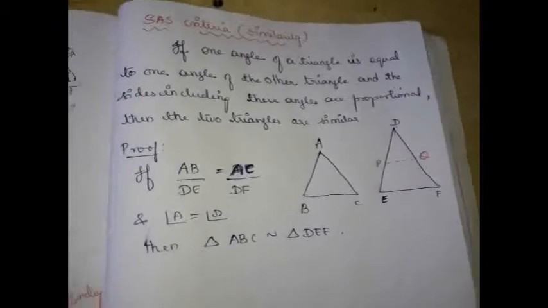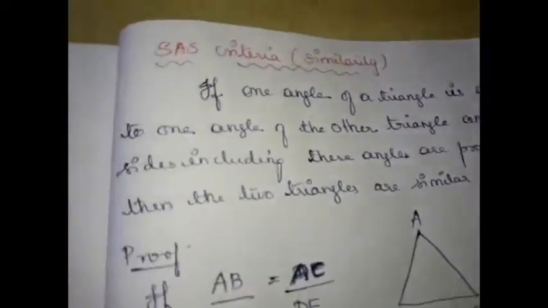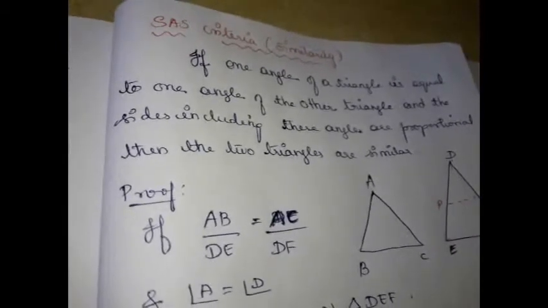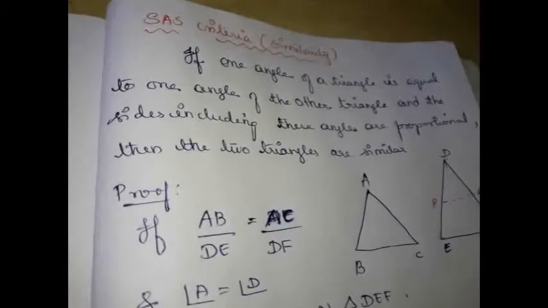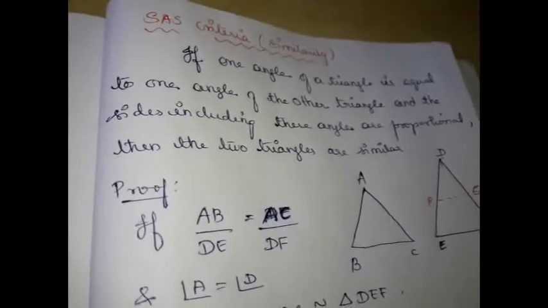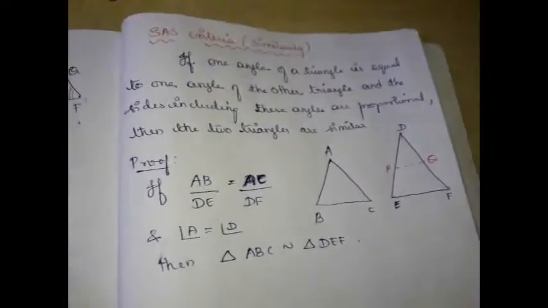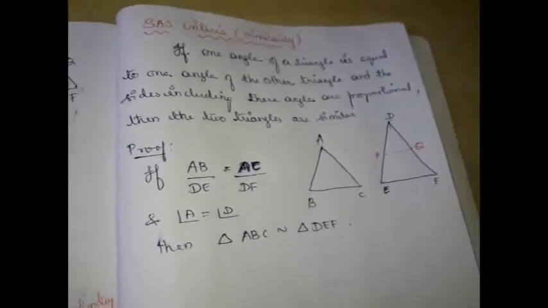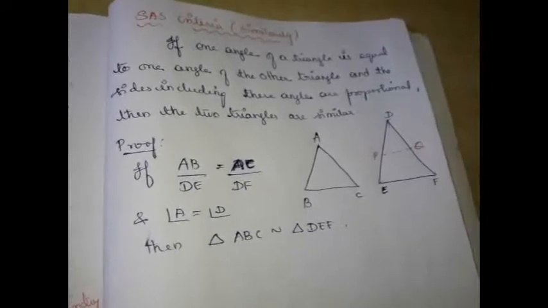So with this, let us wind up today's class. What we learnt in today's class: we have learnt all the three criteria for two triangles to be similar. AAA criteria, which implies AA similarity. Then we learnt SSS, and the last one is SAS. So for two triangles to be similar, it is enough if all the three corresponding angles are equal, or any two corresponding angles are equal, or else all the three sides are in proportion, or else two sides are in proportion and the included angle is equal. Then the two triangles will become similar.